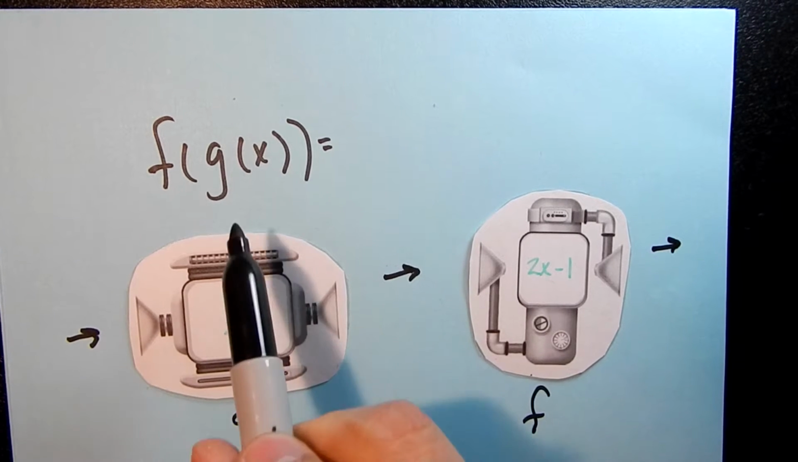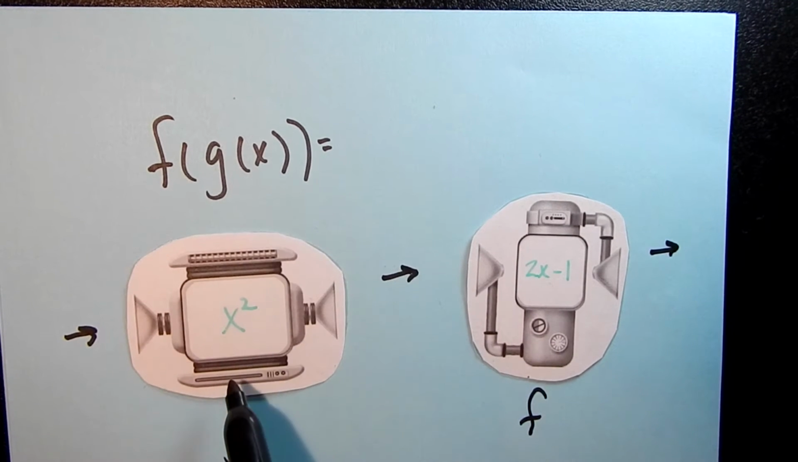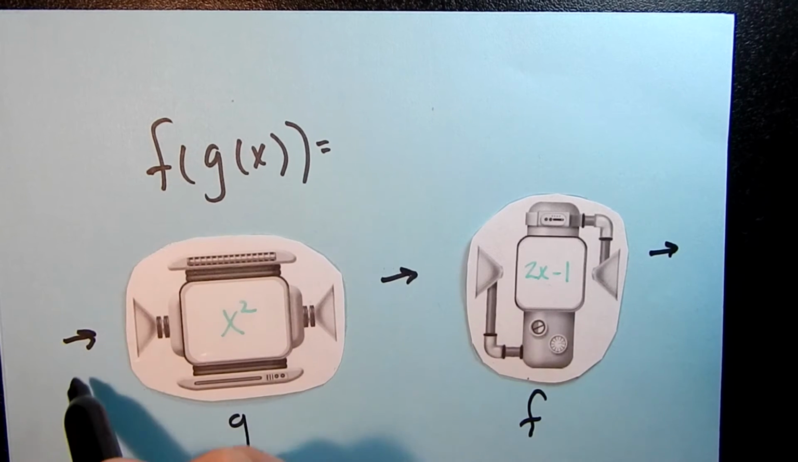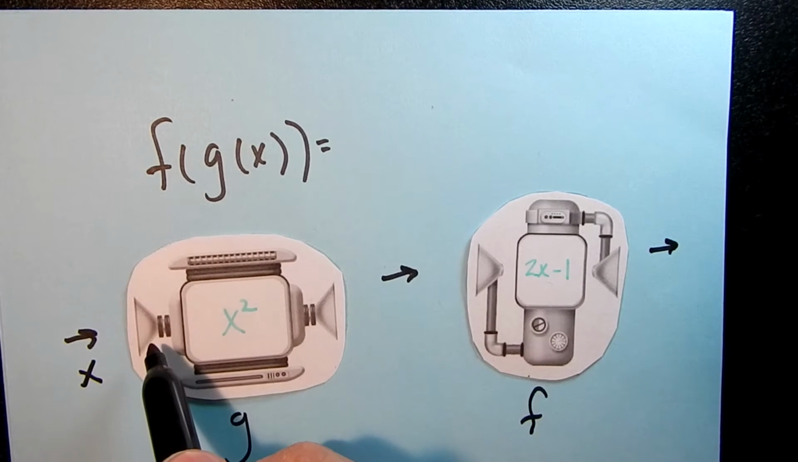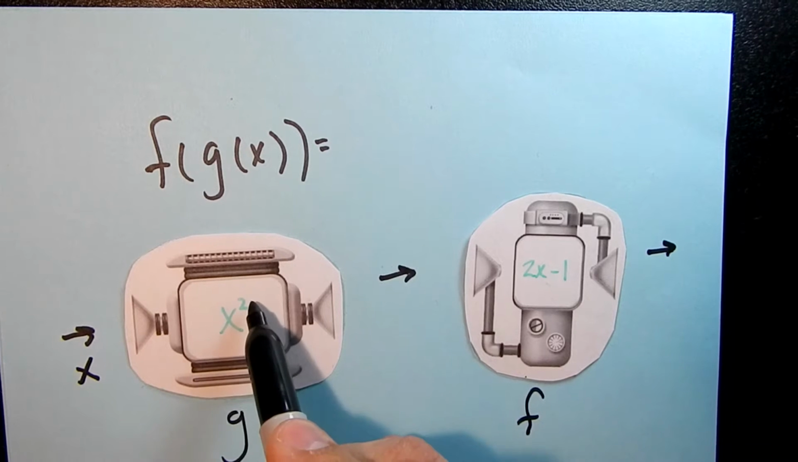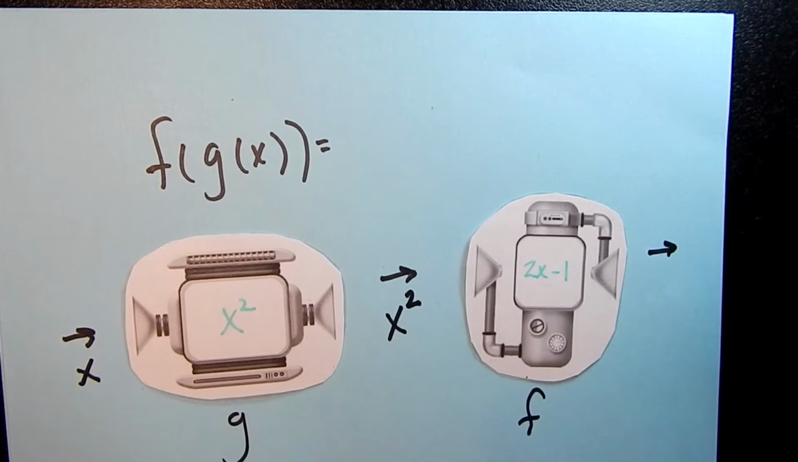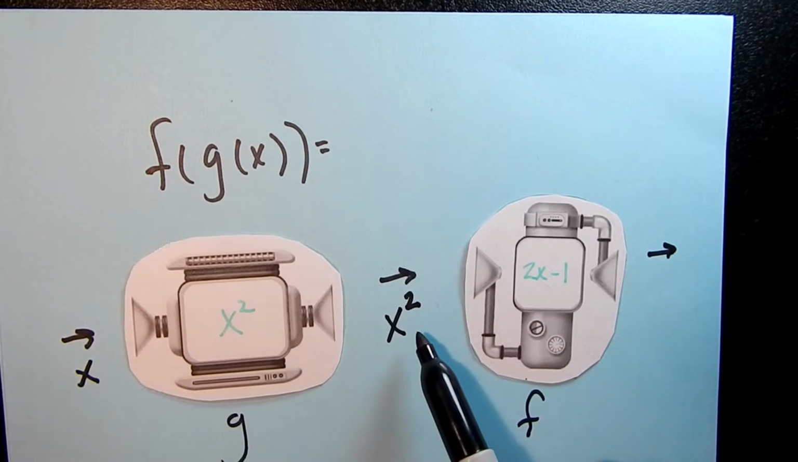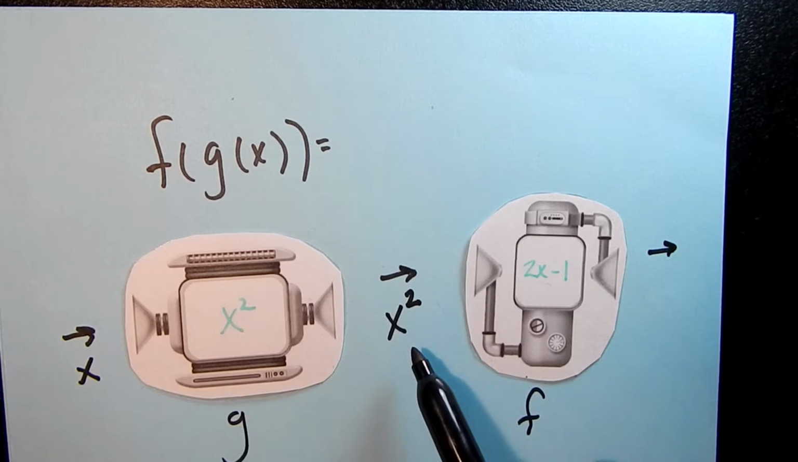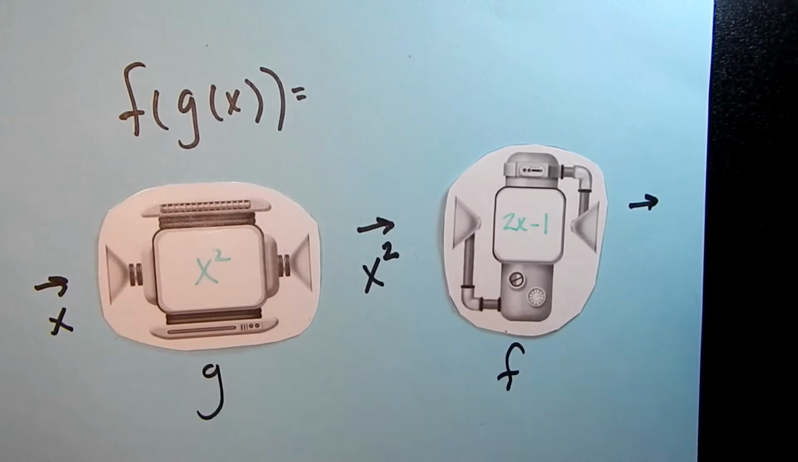Okay, so our input into g for this case is x. So we put x into here. This says take your input and square it. So my output, not surprisingly, is x squared. Now, this is where students typically get lost.